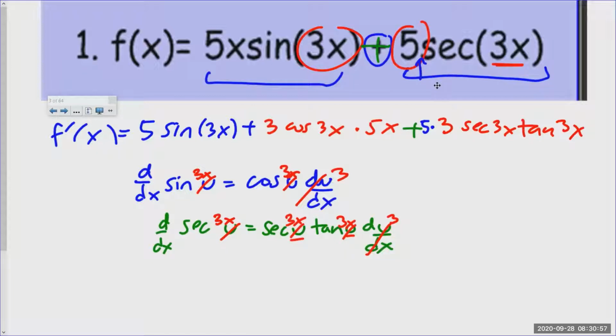So basically it pulls out. I take the derivative of secant x and then it pulls back in. Okay, so I'm almost done. What do I have here? All I need to do is combine. I can combine this 5 times this 3, and I can also combine this 3 times this 5x.